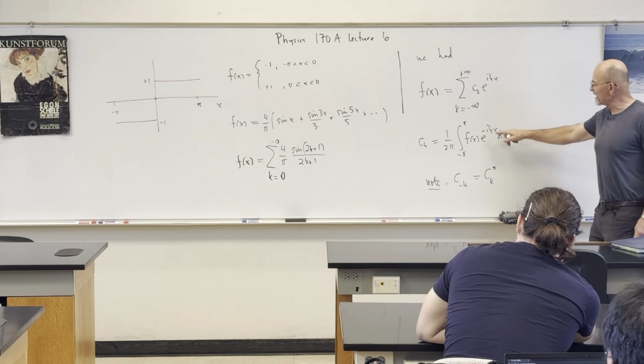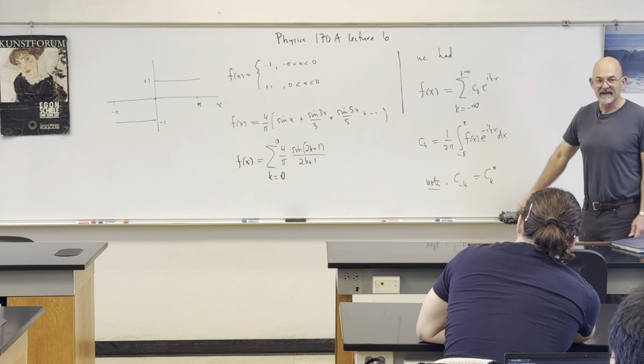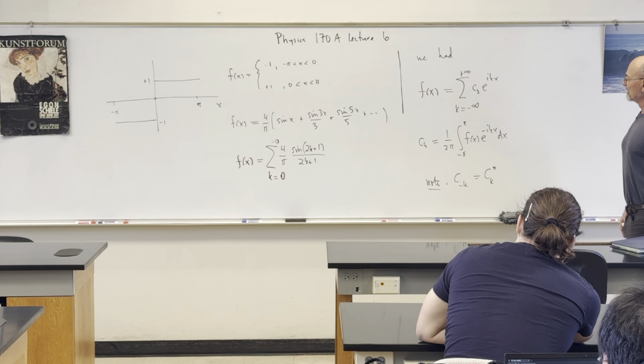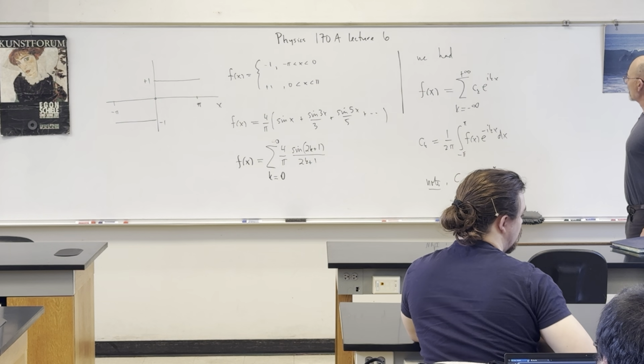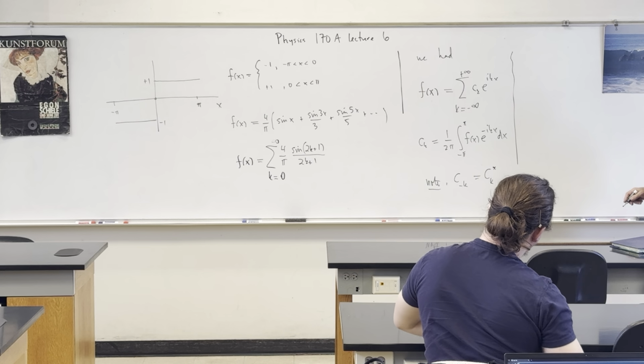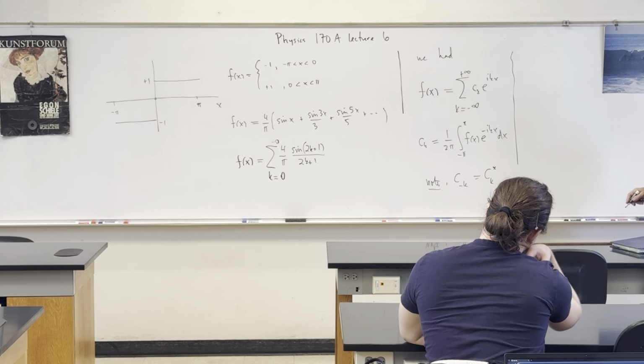So if I replace k with negative k, it's the same as replacing i with negative i. So that's one of the first things we have to get used to with the complex numbers. Those kinds of relations here. So that's what I want to review.